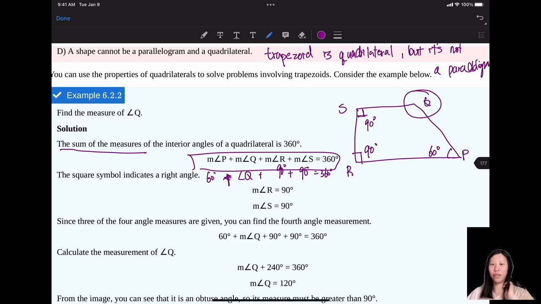Okay, so that's it for today. Today we learned some special types of quadrilaterals, and we also learned one property of quadrilaterals: the sum of the measures of the interior angles of a quadrilateral is always 360 degrees.